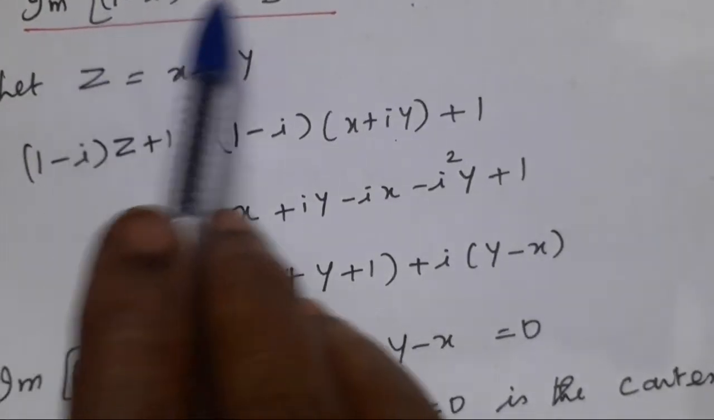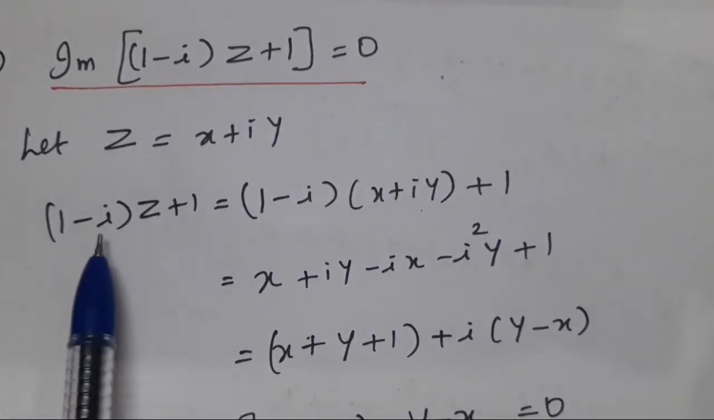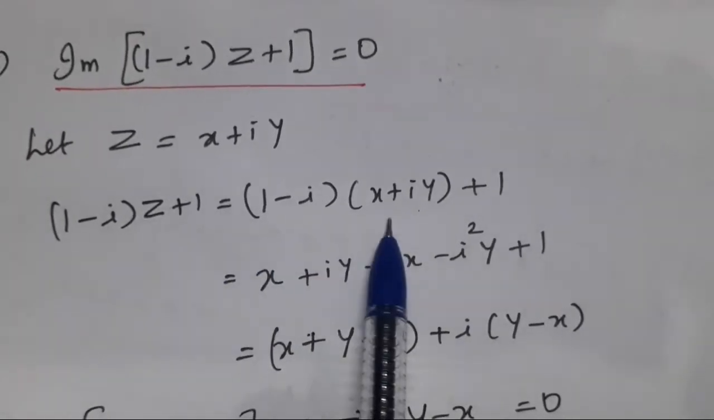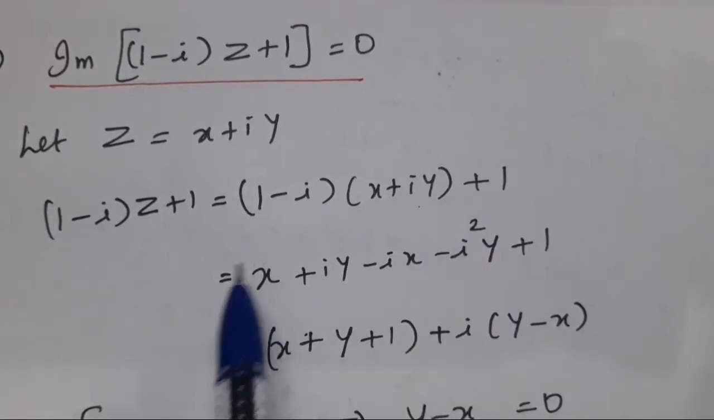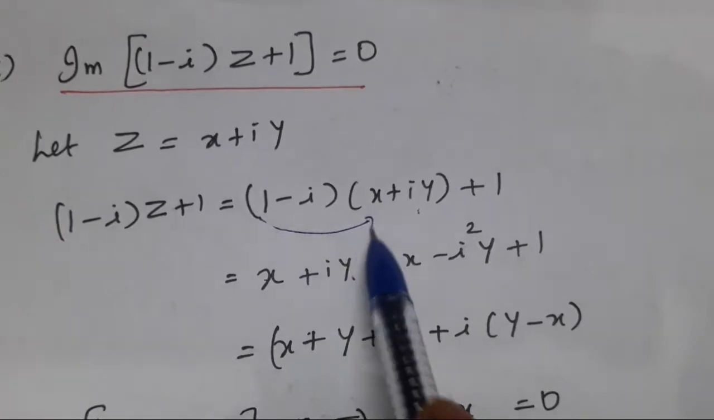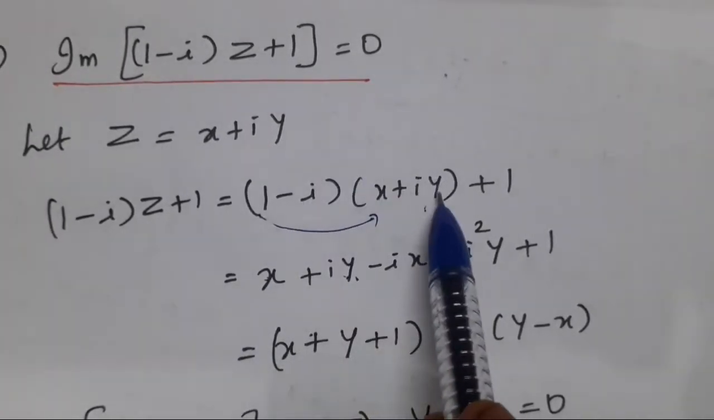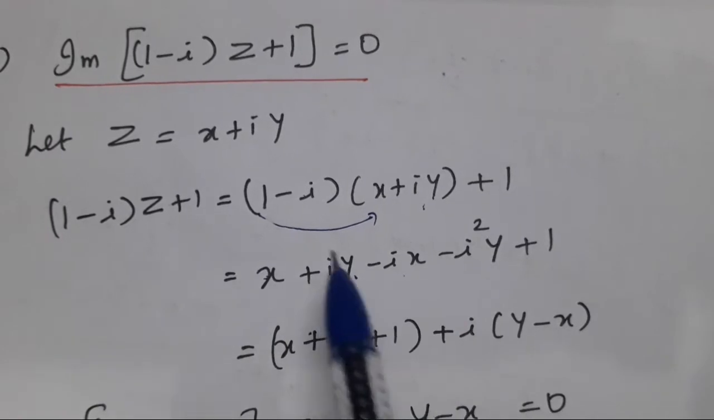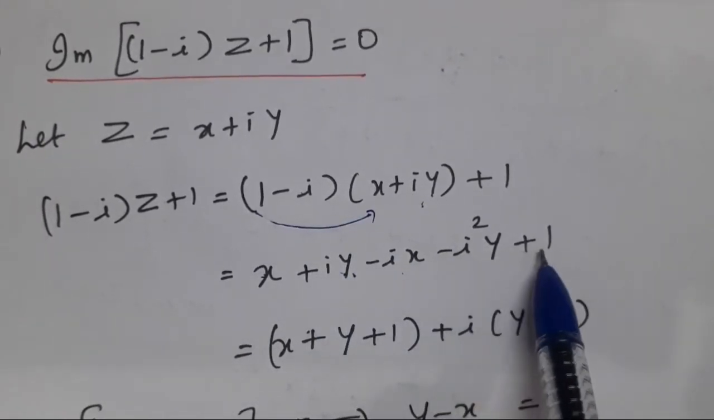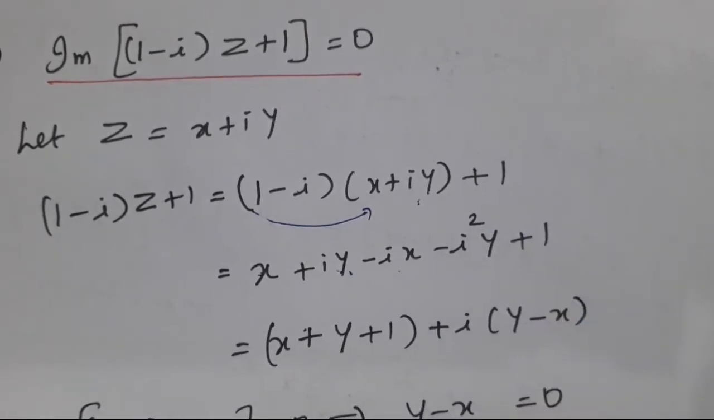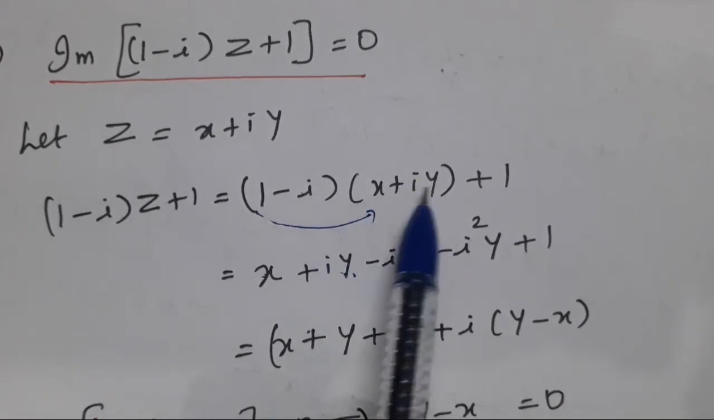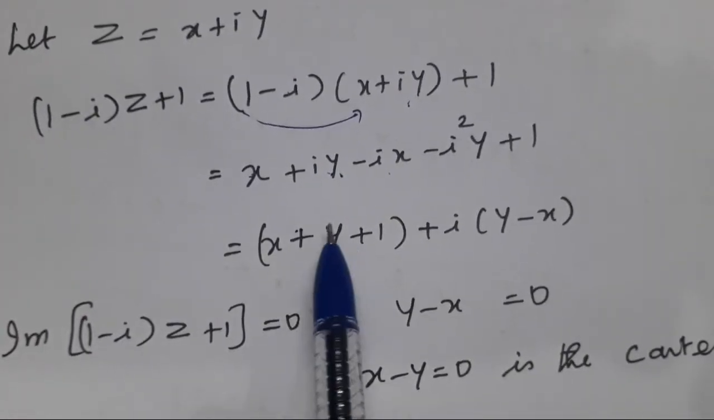First we find the bracket value. (1 minus i) into (z plus 1) equals (1 minus i) into (x plus iy plus 1), substituting x plus iy instead of z. Now multiply. 1 into (x plus iy) is x plus iy. Minus i into x is minus ix. Minus i into iy is minus i squared into y. Another remaining term is plus 1.